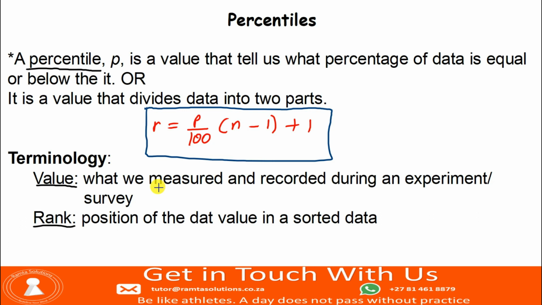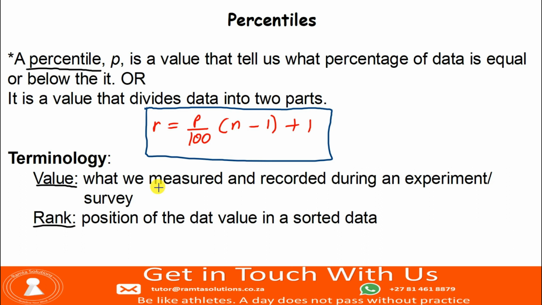Now we also have a rank. When we talk of a rank, we are talking of the position of that value in your sorted data. Remember, you must sort your data in ascending order, from the smallest value to the biggest value. So rank and sort your data in that way. We are not going to waste time; we are going to head straight into a data set.